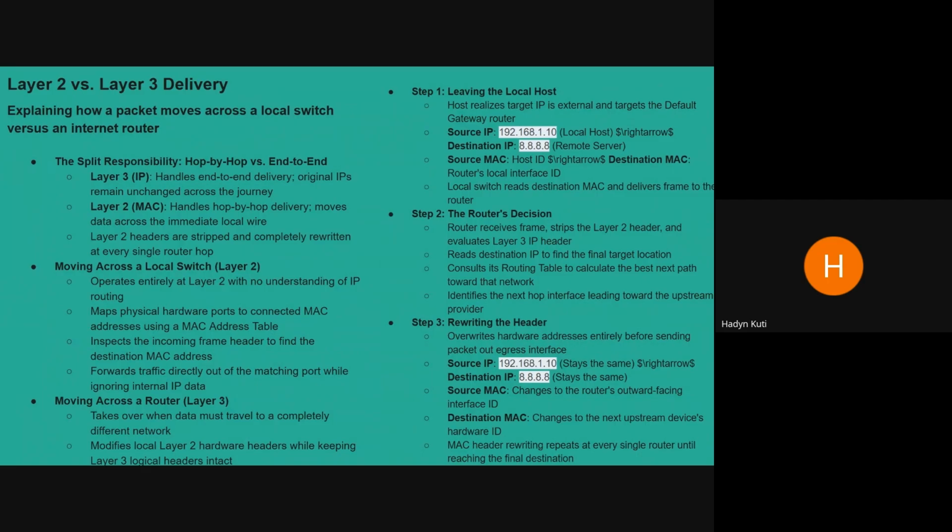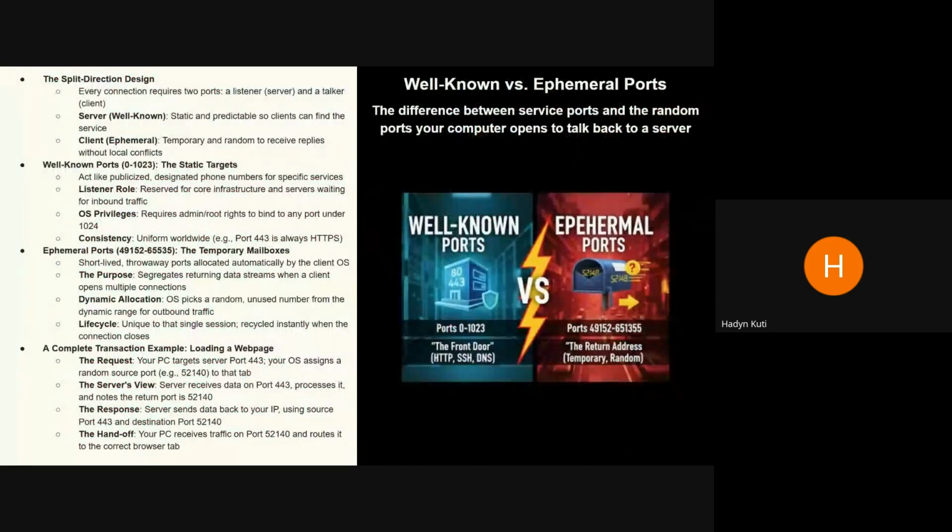The source MAC changes to the router's outward-facing interface ID, while the destination MAC changes to the next upstream device's hardware ID. MAC header rewriting repeats at every single router until it reaches the final destination.